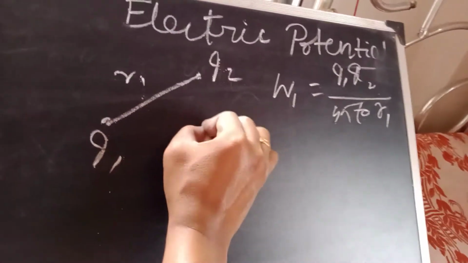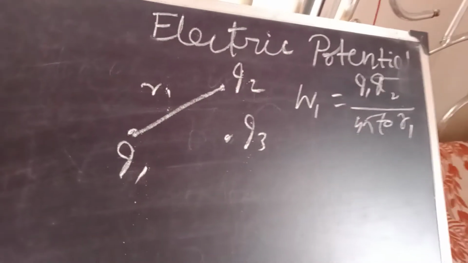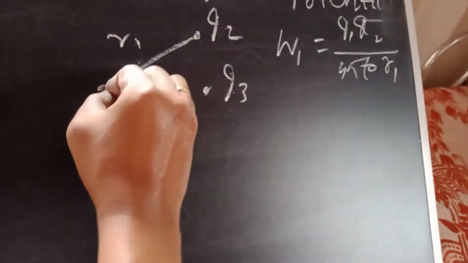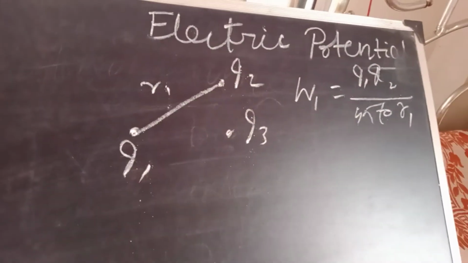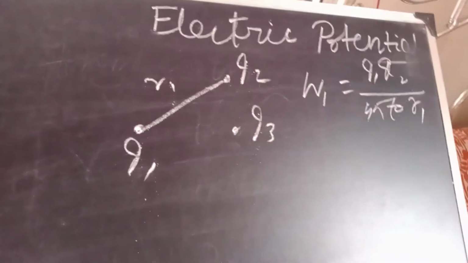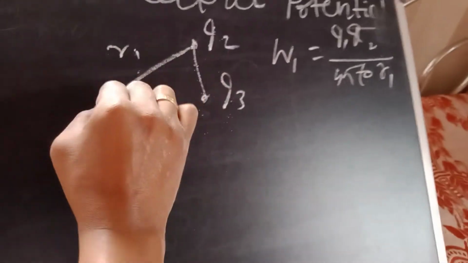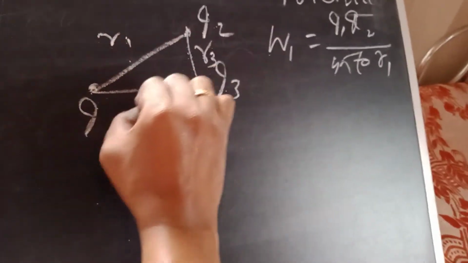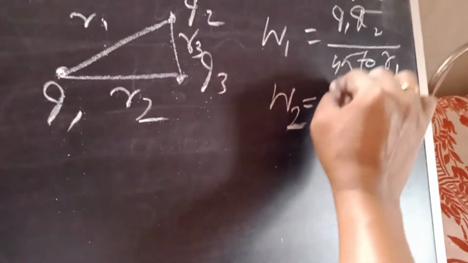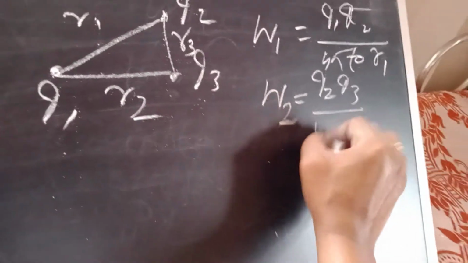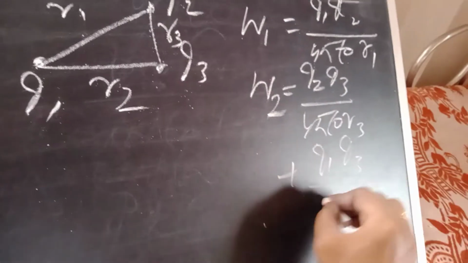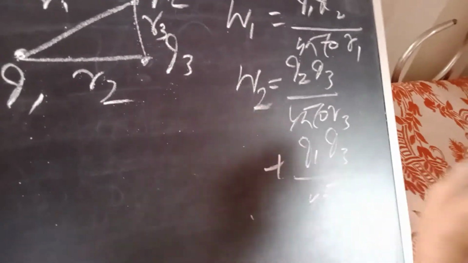Now we want to bring another charge Q3. We have to do some work against Q2 and Q1 to bring that charge Q3, isn't it? Suppose that distance is R3 and that distance R2. So the total work done, suppose that is W2, will be Q2 Q3 by 4 pi epsilon naught R3 plus Q1 Q3 by 4 pi epsilon naught R2.